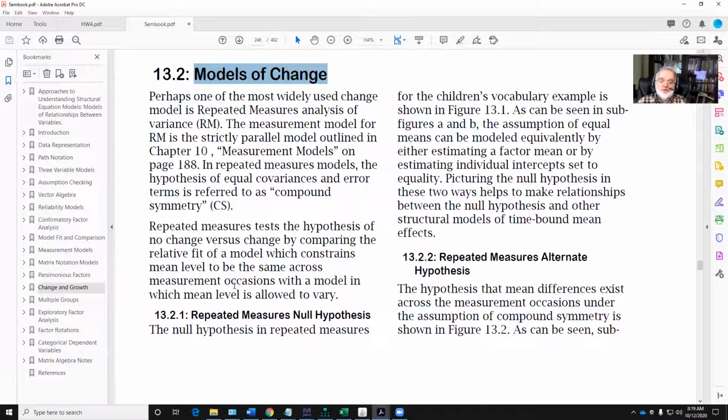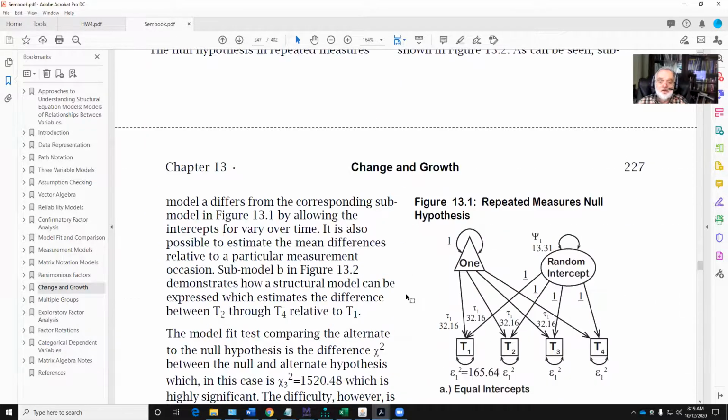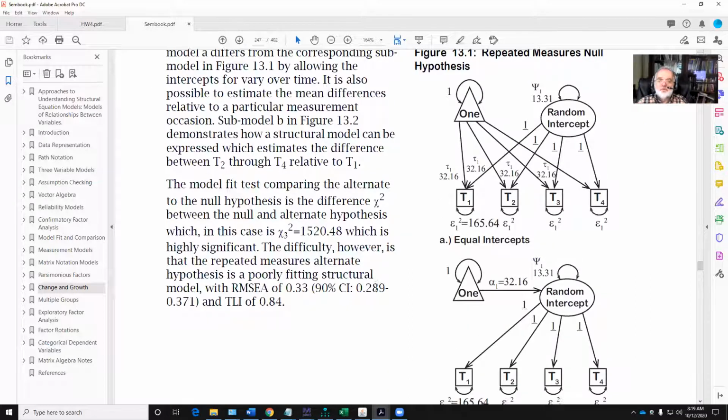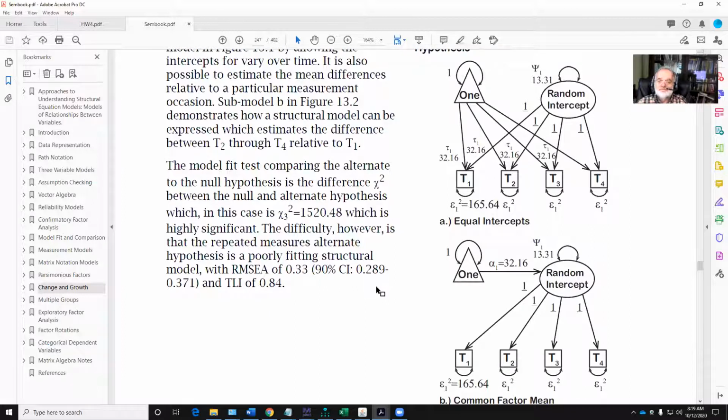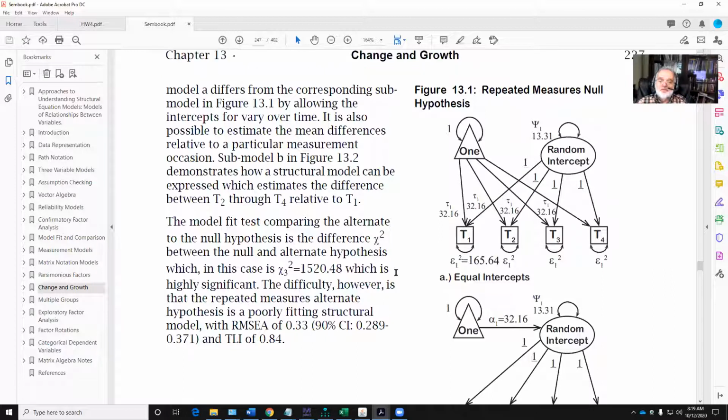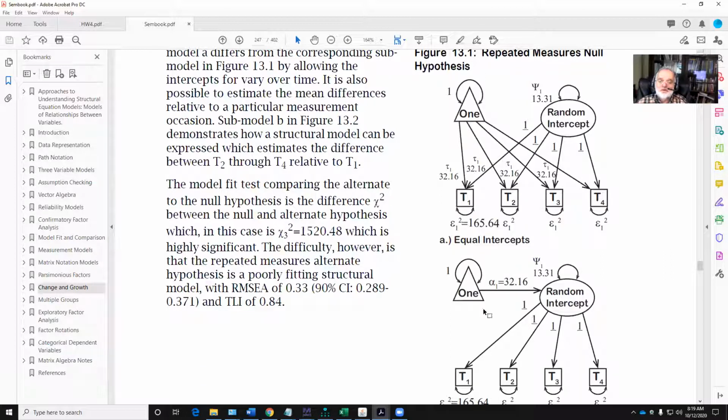Repeated measures comes in two flavors. We can talk about the repeated measures null hypothesis of no change over the course of time, and the alternate hypothesis that there is change happening over the course of time. And here are the two path diagrams for the null model. By the tracing rules, you can see that these two models are going to be the same.